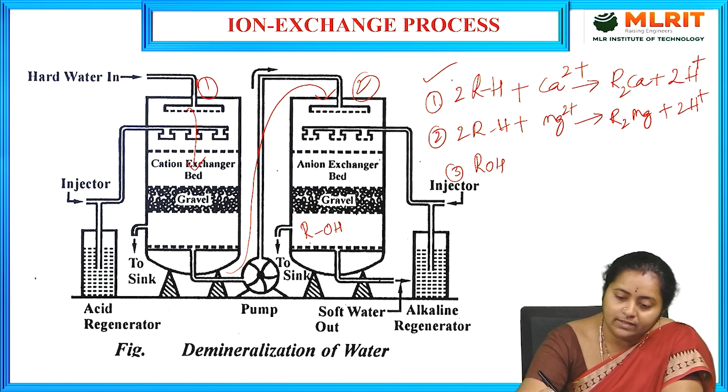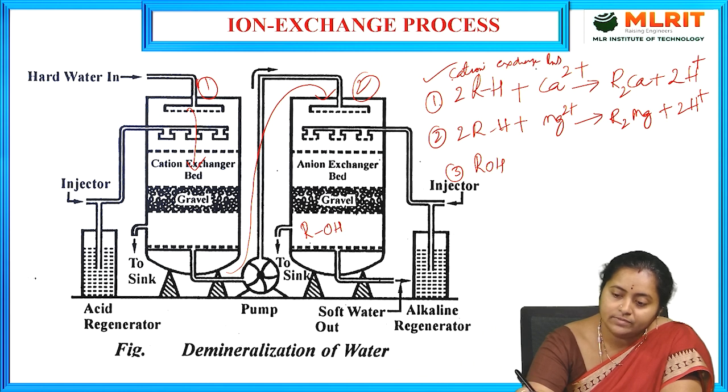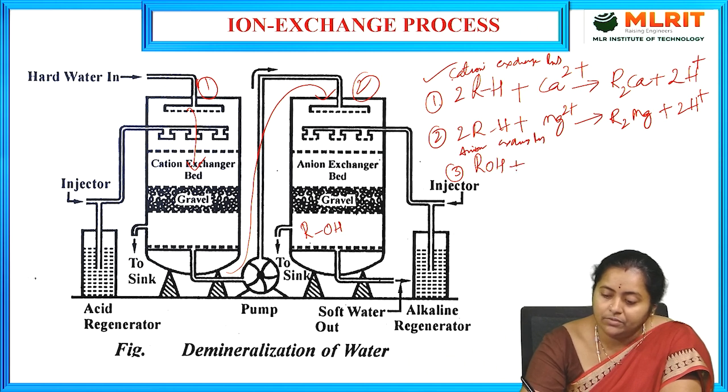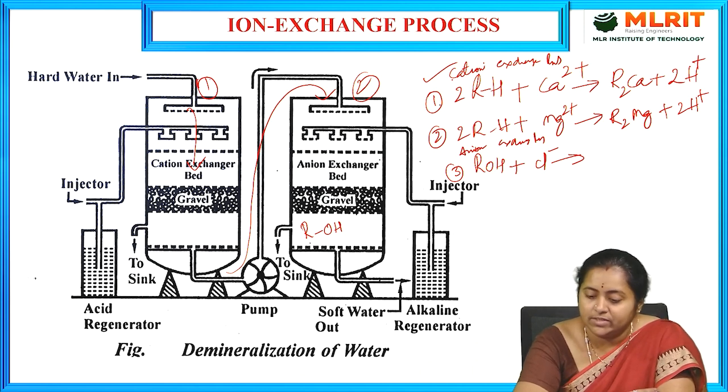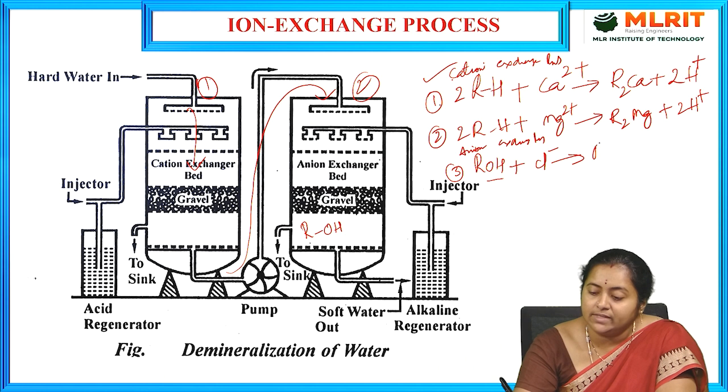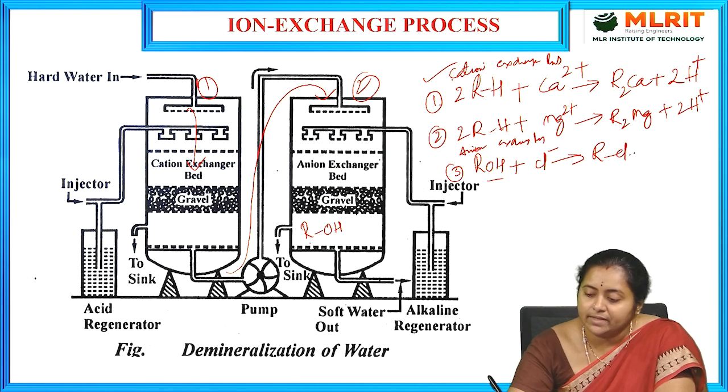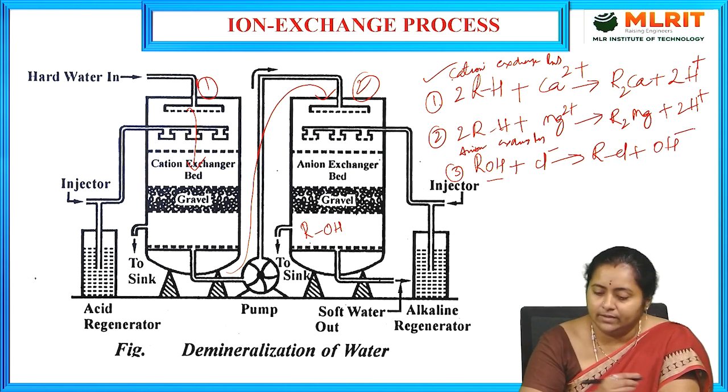So these are cation exchange reactions. These are anion exchange reactions. So ROH is able to exchange its OH minus ions with the Cl minus ions that were present in the water sample, and as a result it is able to release OH minus ion.